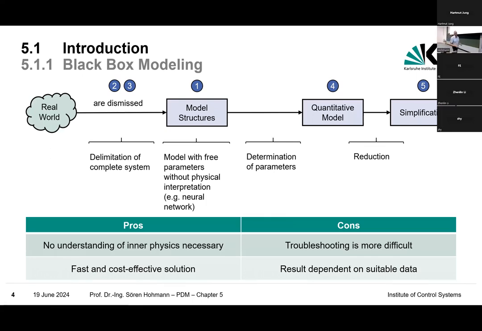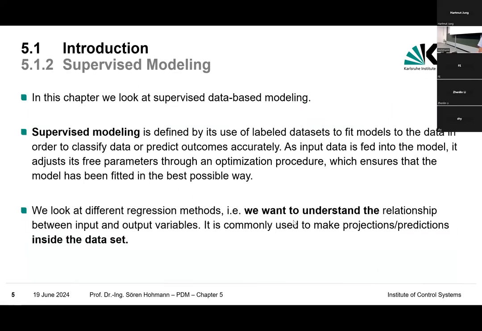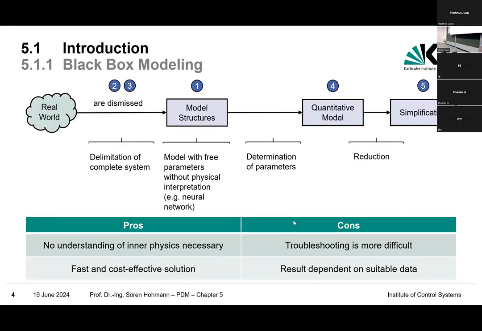And perhaps I should highlight this. We don't have any physical interpretation here at the very beginning. And then the only work to do is to calculate and determine the parameters of this kind of models. And then we get a quantitative model, and sometimes we simplify the model again, but usually the last step is left out.